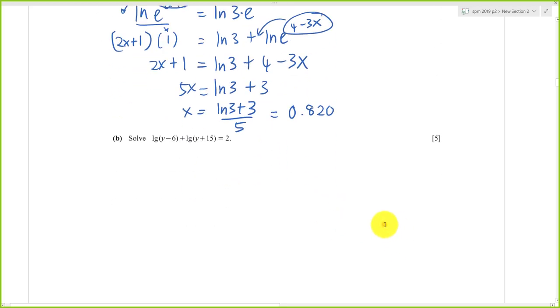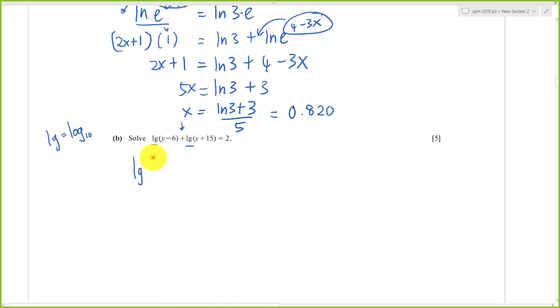Okay, so the next one is a log, quite simple. Whenever we do the log, the first thing is we want to check: do both of the logs have the same base or not? LG means what? LG basically means the common log, log base 10. Okay, they have the same base. So when they have the same base, you see a plus here, it indicates that I need to factorize out the log first.